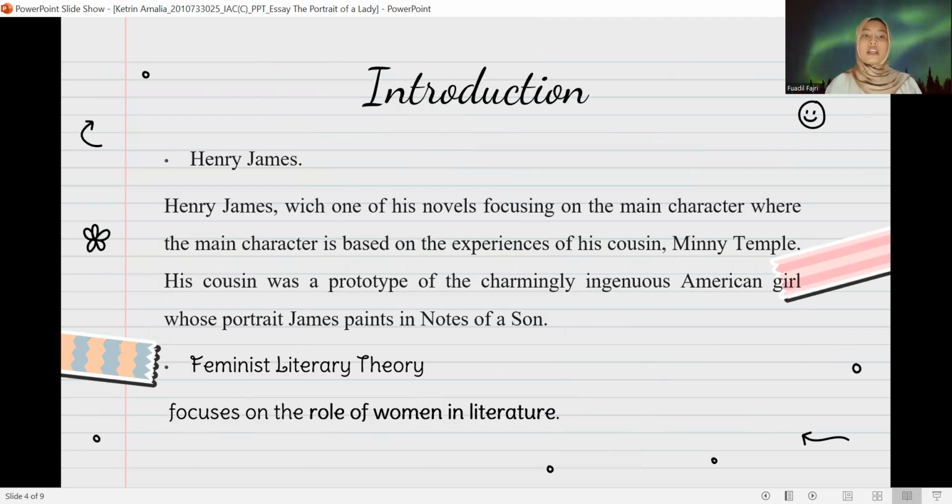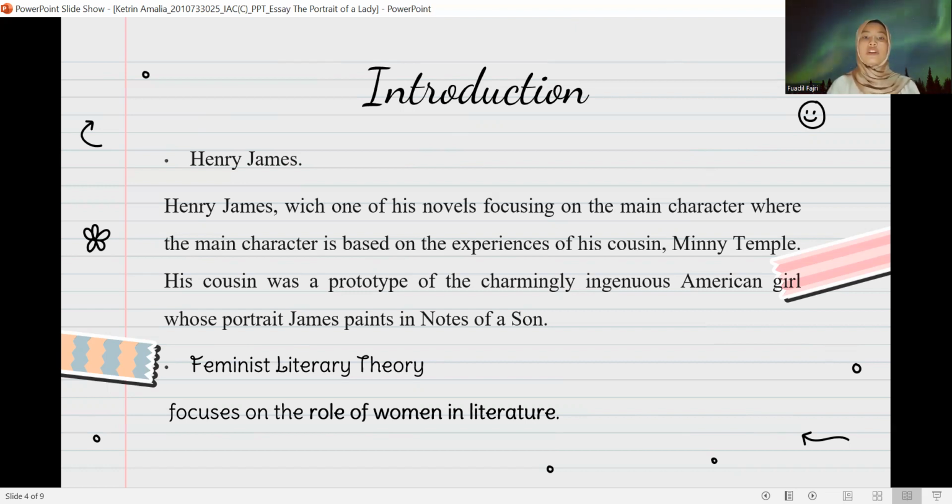It tells about the author, Henry James, one of whose novels focuses on a main character based on the experience of his cousin. The name is Minnie Temple. His cousin was a prototype of the charmingly ingenuous American girl, the American woman whose portrait James paints in Notes of a Son. And I want to tell about the feminist literary theory focus.